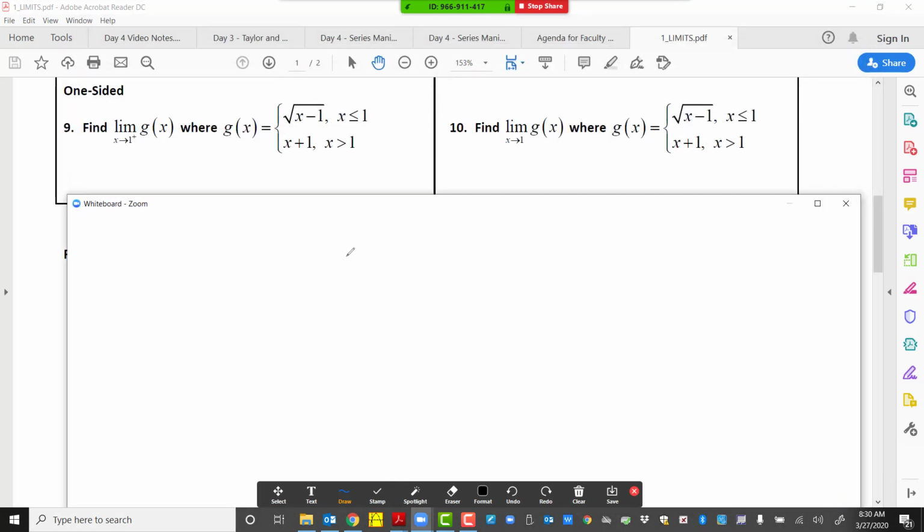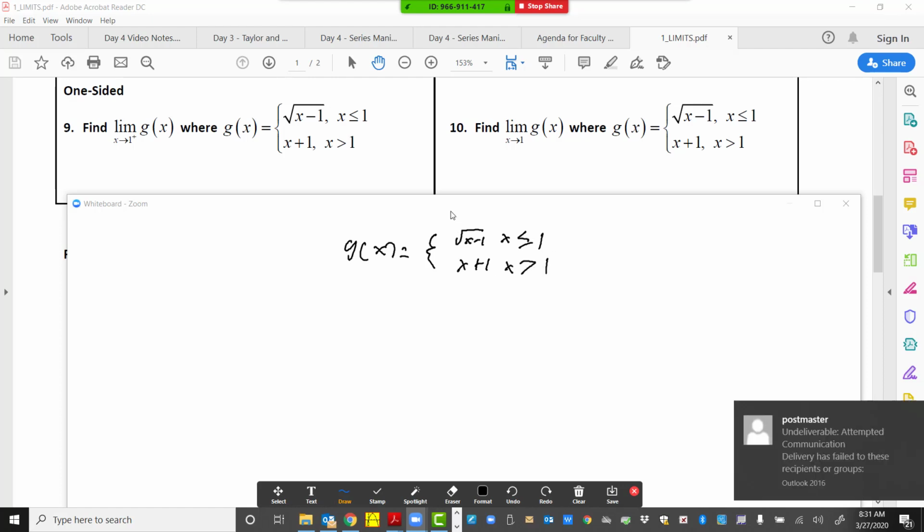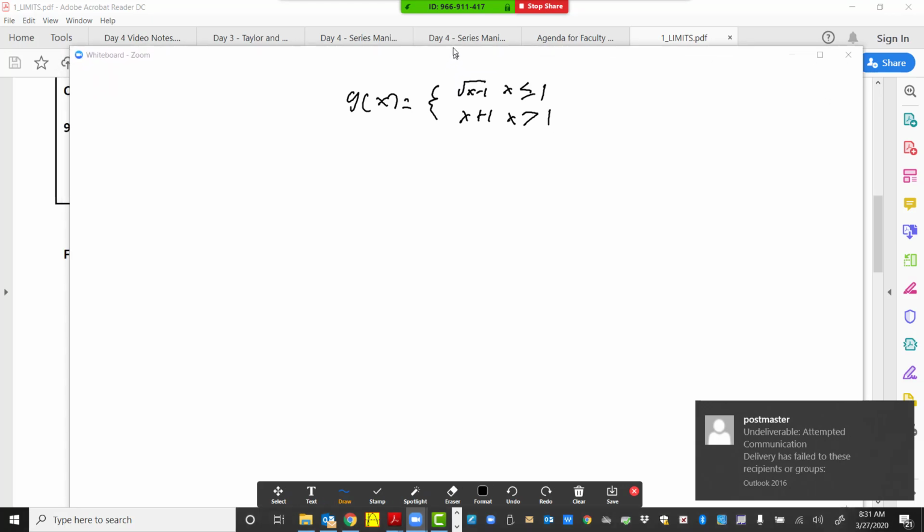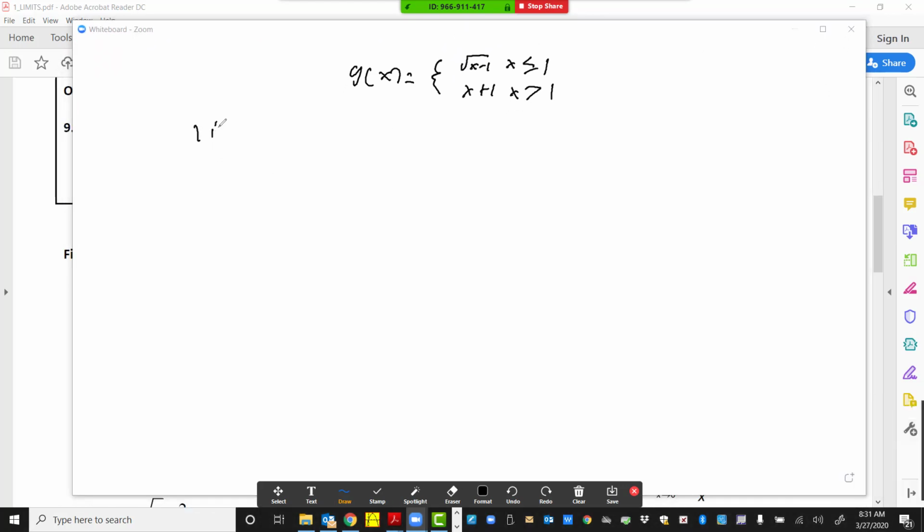Okay, so we have g of x is equal to square root of x minus 1 if x is less than or equal to 1, and x plus 1 if x is greater than 1. Alright, we're looking at it from the right and then from the left. So let's start with from the right. Limit as x approaches 1 from the right of g of x.